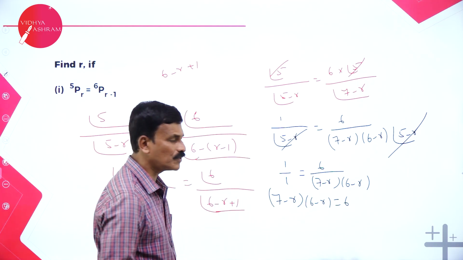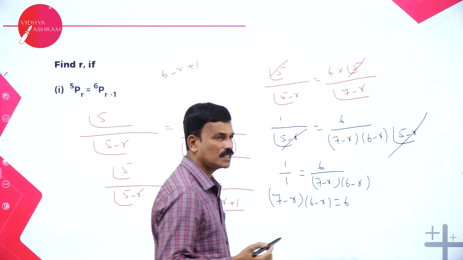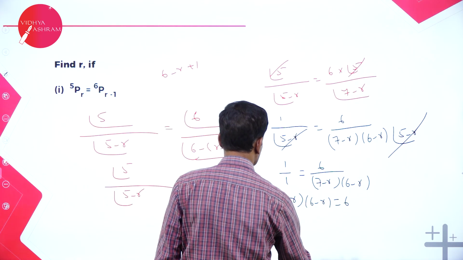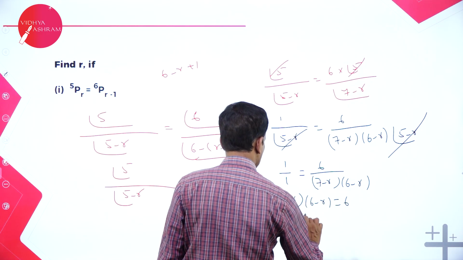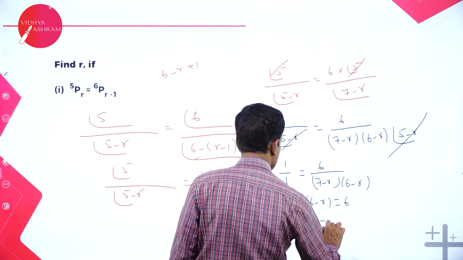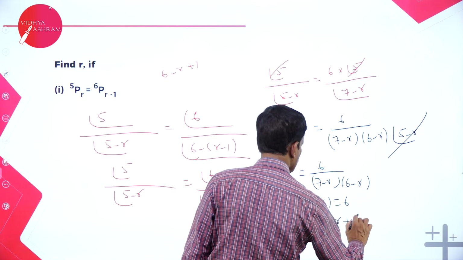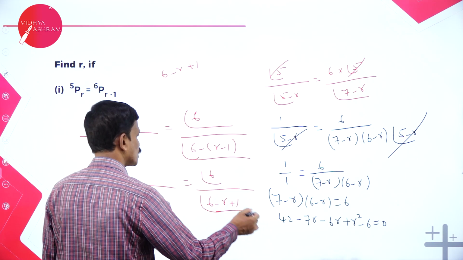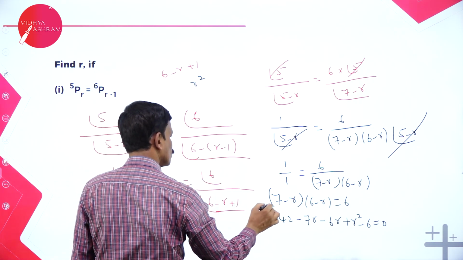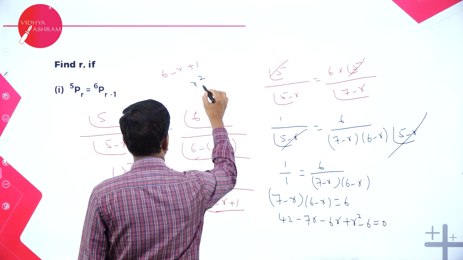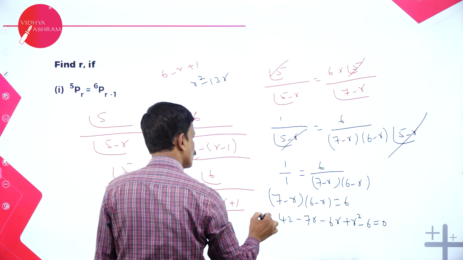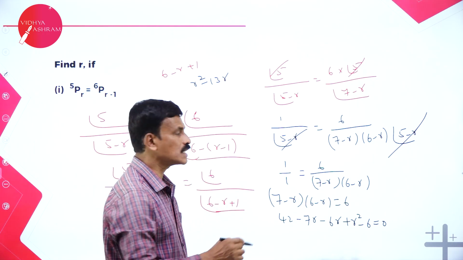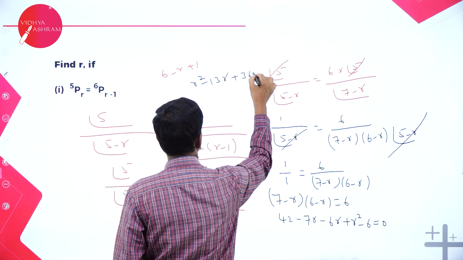Simplify, you will get a quadratic equation. For R, by error and trial method you can substitute the value of R. So simplify this: 7 sixes are 42 minus 7R minus 6R, minus into minus plus R square, minus 6 is equal to 0. If you solve, you will get a quadratic equation like this: R square minus 13R, then 42 minus 6 plus 36 is equal to 0.